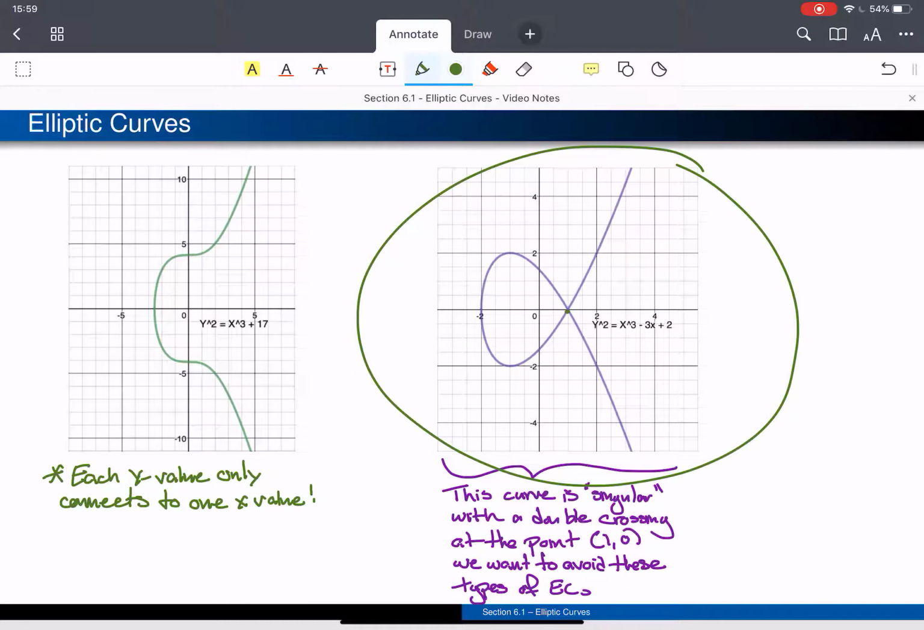So these types of elliptic curves are going to be referred to as singular. So they're going to be ones that we're going to want to avoid. And in a little bit, I'm going to give you a way to easily identify whether or not something is singular. It's actually based on an interplay between that A and B value. So it's a really easy test to see whether or not something is truly bad.